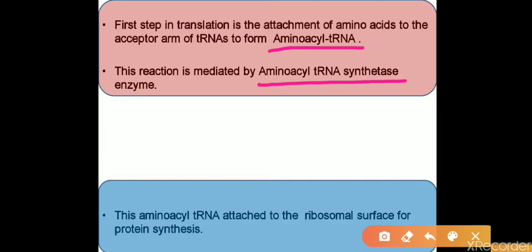And for protein biosynthesis, this tRNA transfers this amino acid to the ribosome. That is the second part. So this amino acyl tRNA is attached to the ribosomal surface. So there are two functions. One is formation of amino acyl tRNA with the help of an enzyme known as amino acyl tRNA synthetase, and the second part is the attachment of amino acyl tRNA to the ribosome surface for protein biosynthesis.